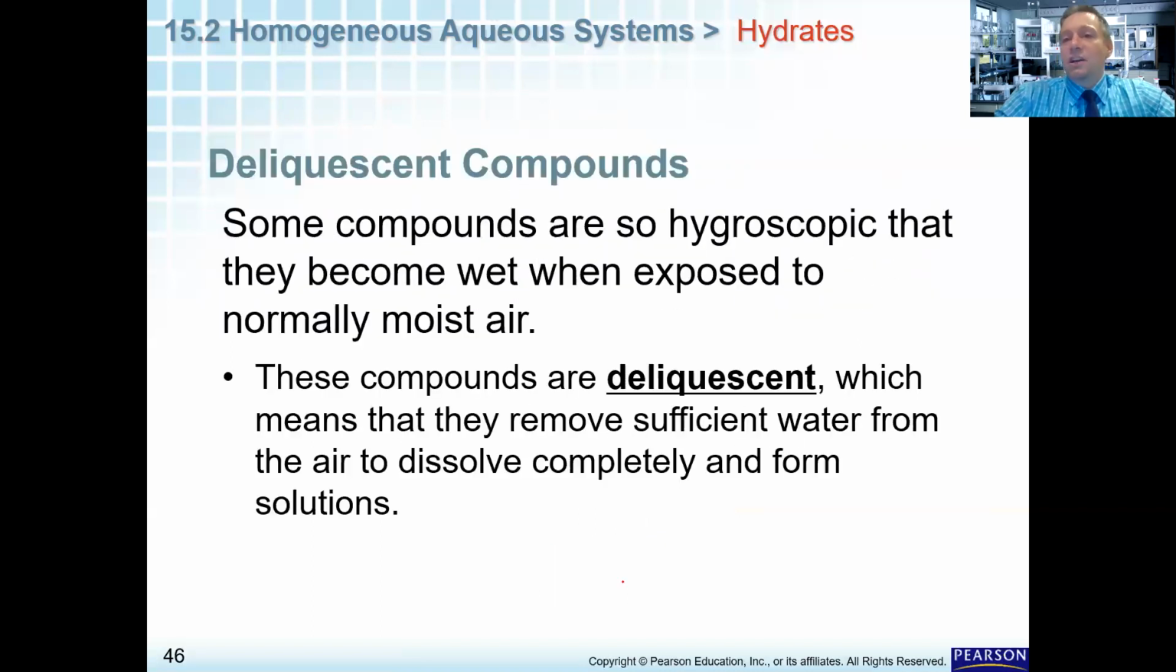All right, so let's get another term down here. Deliquescent compounds. Deliquescent will actually accept so much moisture from the atmosphere around it that it will actually become a solution. So we have another term here, deliquescent. We actually have several of these in the lab, and I have to keep them inside of a plastic bag.